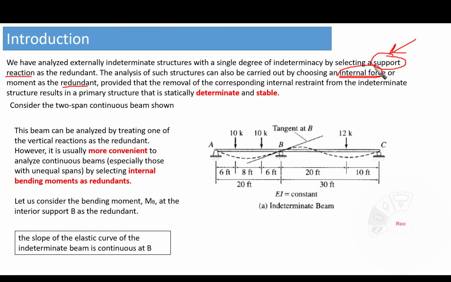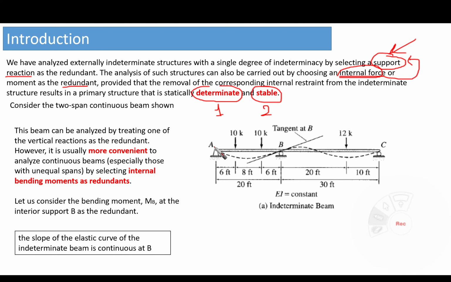So we can use it instead of using the support reaction or the external force, provided that the removal of the corresponding internal restraint from the indeterminate structure results in a primary structure that is exactly determinate and stable, the two main conditions that we should always maintain. We know this very well, that we want these two conditions to be maintained if we are going to use an internal force or moment as our redundant. Okay, it is similar to the case of the external force as redundant.